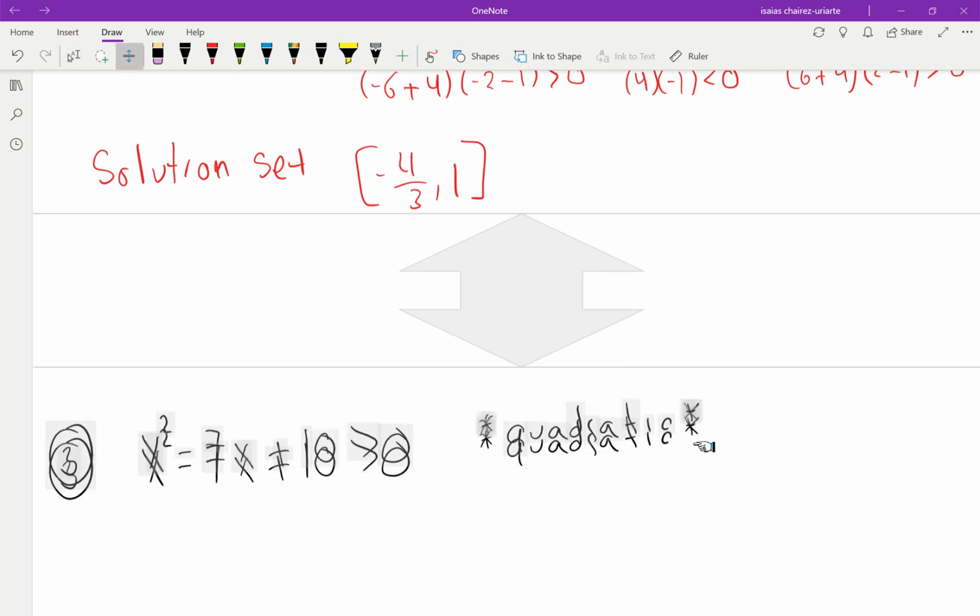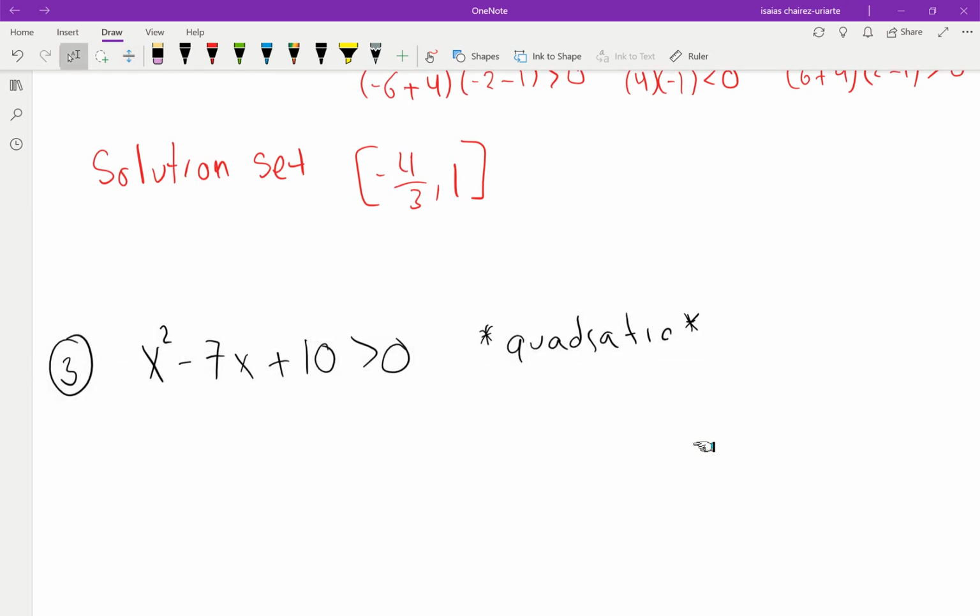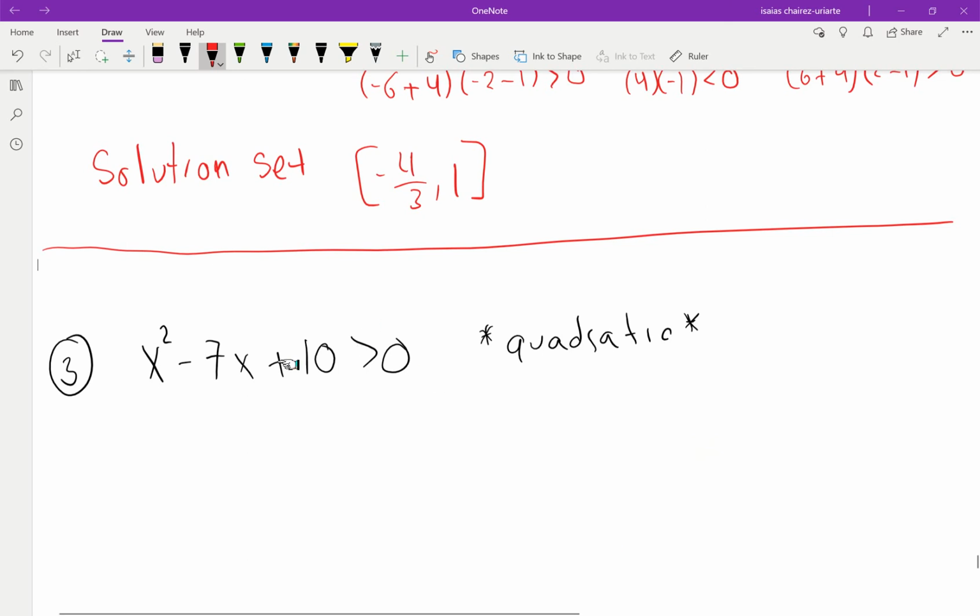All right, so this is another quadratic inequality. You should pause this video at this point, try solving it on your own, and then let's compare answers. Okay, let's see. This is convenient already because it's already set equal to 0.